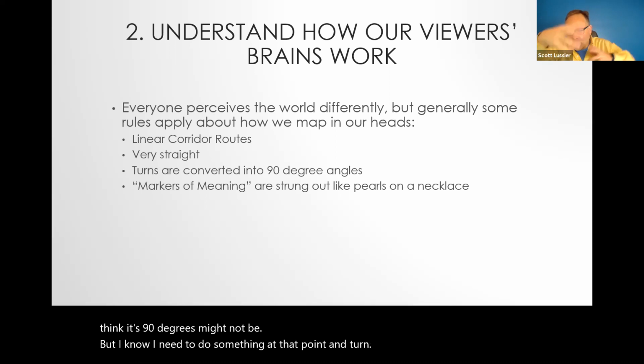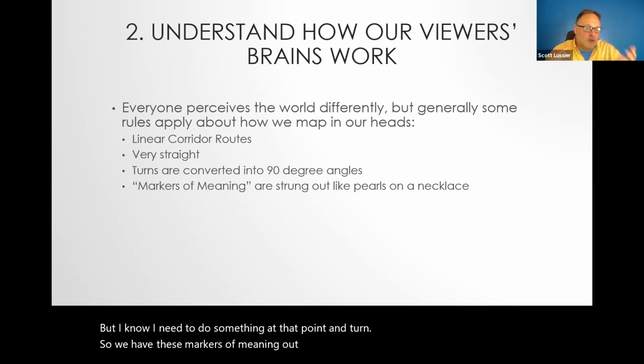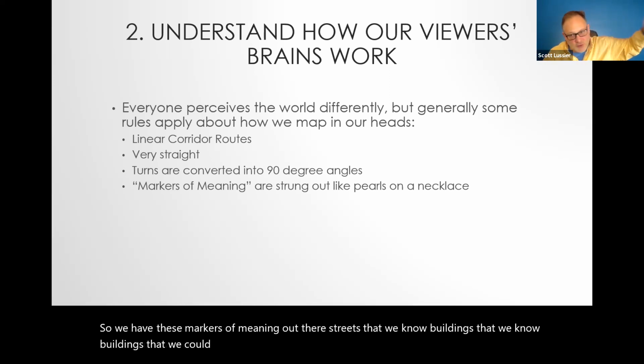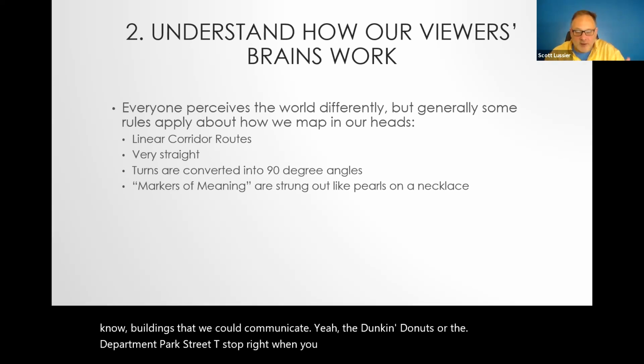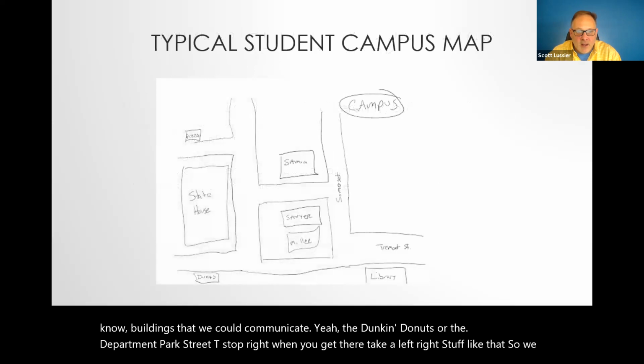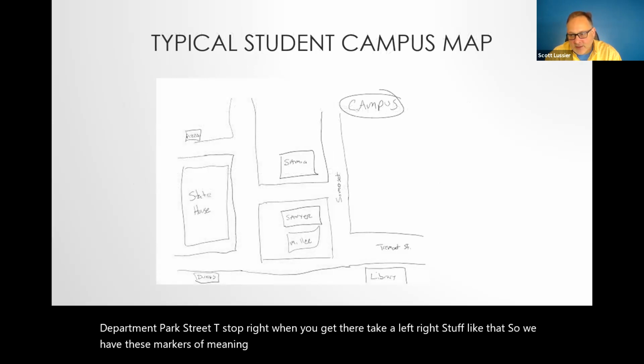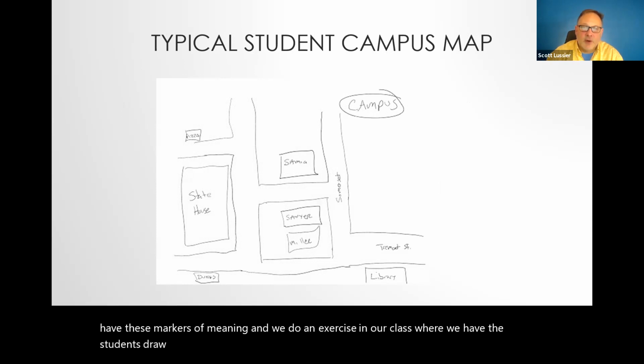So we have these markers of meaning out there, streets that we know, buildings that we know, buildings that we could communicate. Yeah, the Dunkin' Donuts, or the Park Street T stop, right? When you get there, take a left, right? Stuff like that. So, we have these markers of meaning, and we do an exercise in our class where I have the students draw a map of campus from memory. Usually start the semester this way.